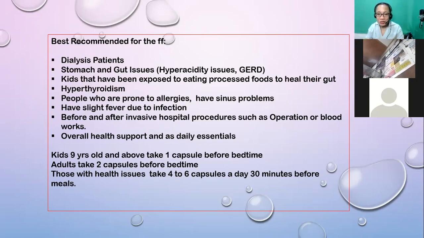Okay, kids 9 years old and above take 1 capsule before bedtime. Adults should take 2 capsules before bedtime. And those with health issues, if you want to include this in your regimen or in your protocol, they can take 4 to 6 capsules a day, 30 minutes before meals. So that is how we recommend these products. Again, these are all allowances and these are recommendations.